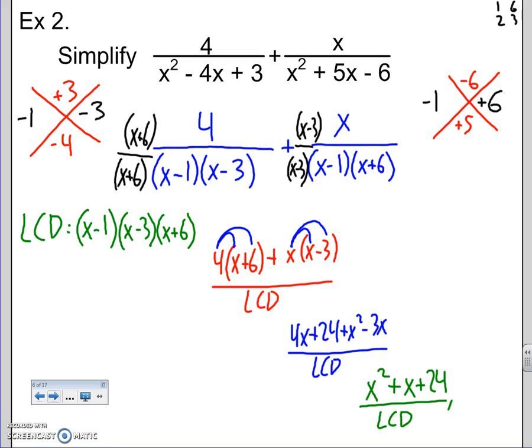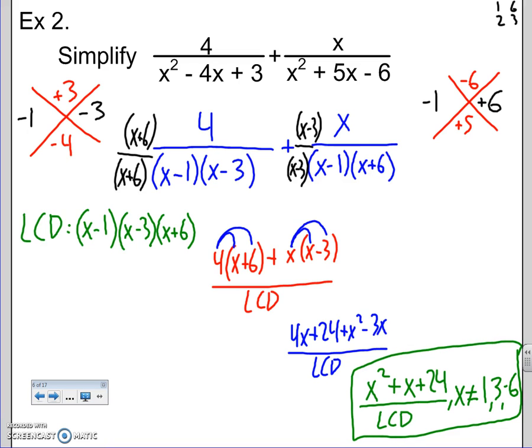There are restrictions. Ooh, I forgot restrictions earlier, so I'll find them now. Restrictions come from the denominator, anywhere, or from the LCD. So x cannot be positive 1. It cannot be positive 3. And it can't be negative 6. There are 3 restrictions here. That was our final answer.